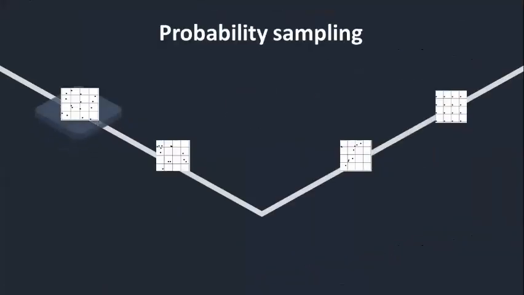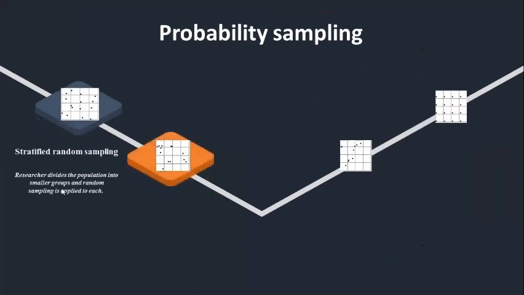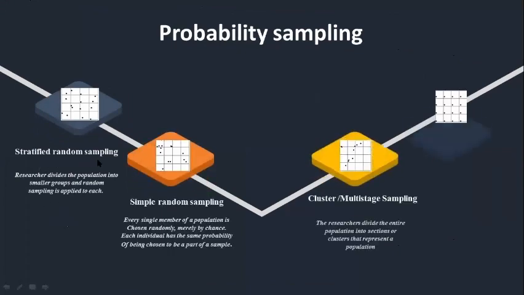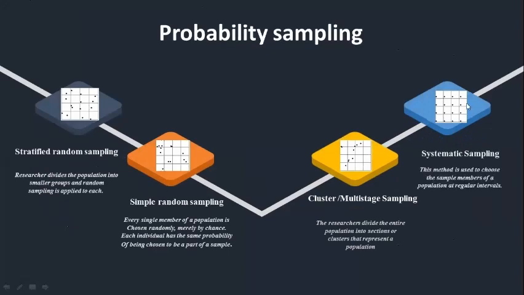Let us now see probability sampling. First of all is stratified random sampling. In all of these you can see certain maps and diagrams have been given. So what is stratified? Stratified means, when the researcher has the entire population, the entire population is spread over this entire area. Maybe this area is 4 into 4, that is 16, so it is spread over 16 square kilometers.